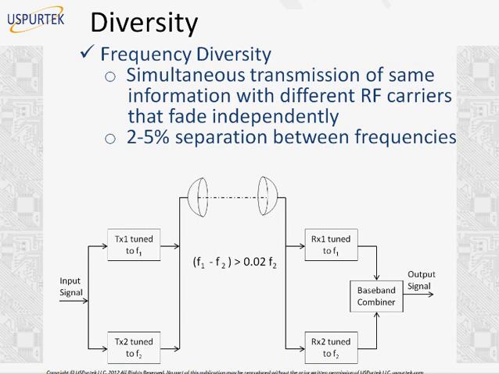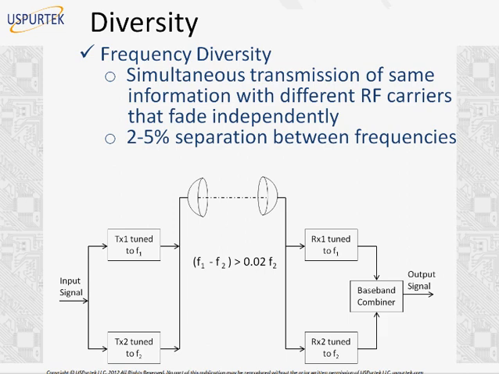So in the picture you see transmitter 1 and transmitter 2. Transmitter 1 is tuned to frequency 1 and transmitter 2 to frequency 2. In the same way, on the receive side we have receiver 1 on frequency 1 and receiver 2 on frequency 2. Now the assumption here, and it's a fact actually, the major fact, is that if the two frequencies are at least 2 to 5% far apart, then they will not fade at the same time. They will fade independently, in other words.